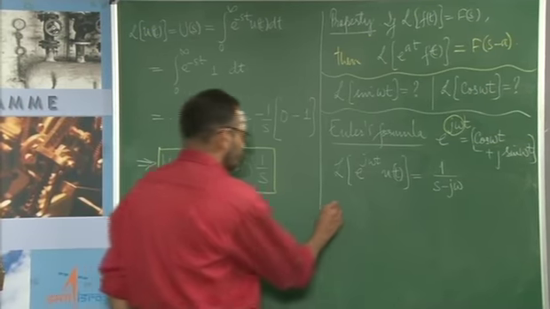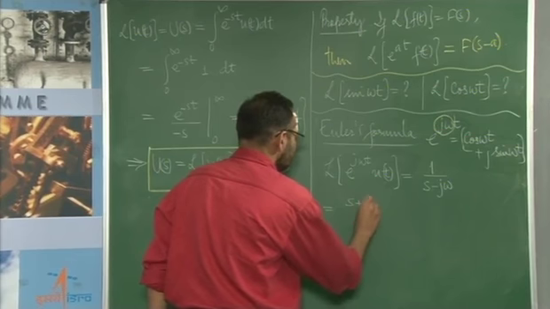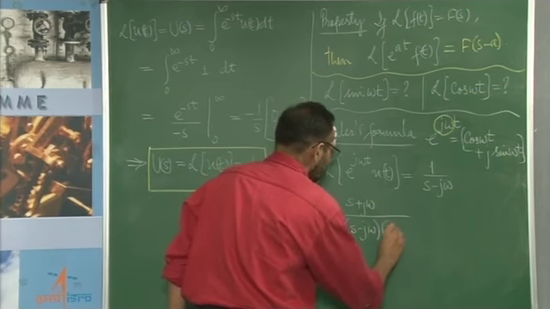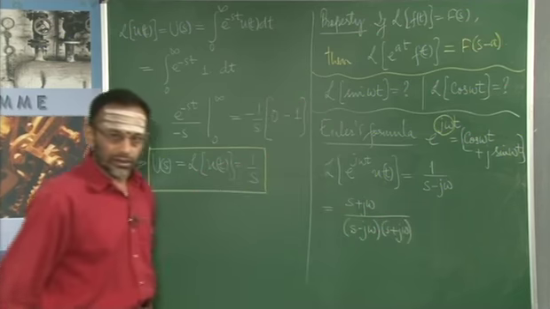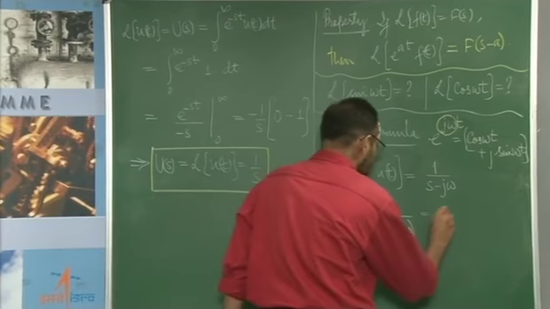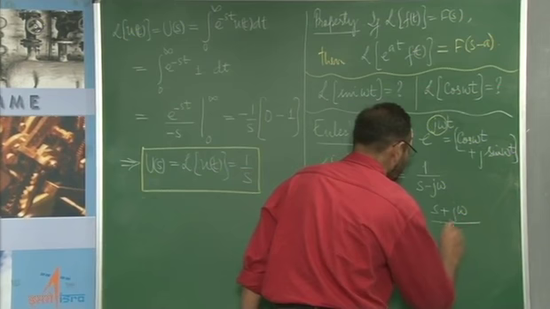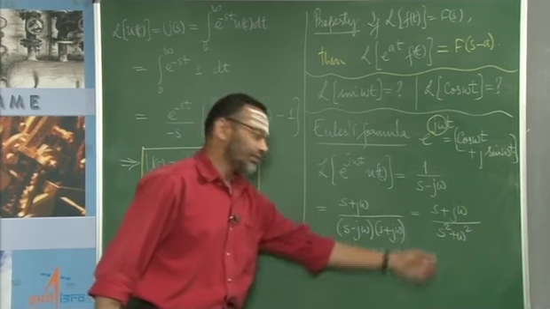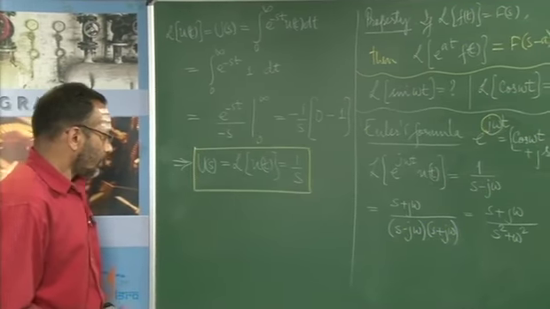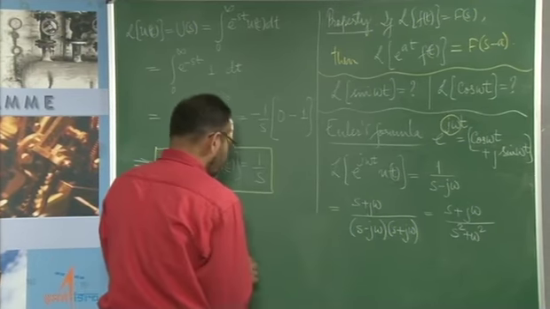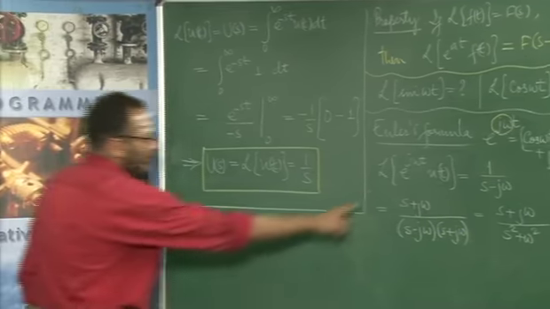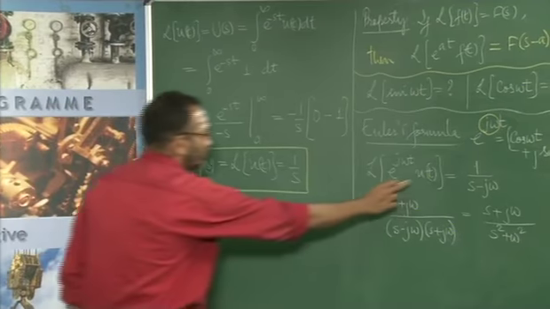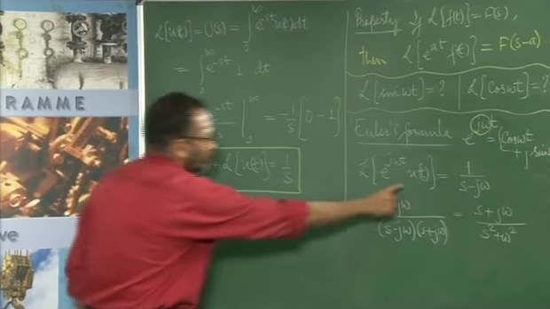Now, I am going to write this as s plus j omega divided by (s minus j omega) into (s plus j omega), because I am rationalizing now. And once I rationalize, I am going to get this as s plus j omega divided by s squared plus omega squared. s plus j omega into s minus j omega will give you s squared plus omega squared. Now, let us take a look at the left hand side once again. The left hand side is the Laplace transform of u of t, which is 1 for t greater than or equal to 0. Therefore, I can write this as just 1.